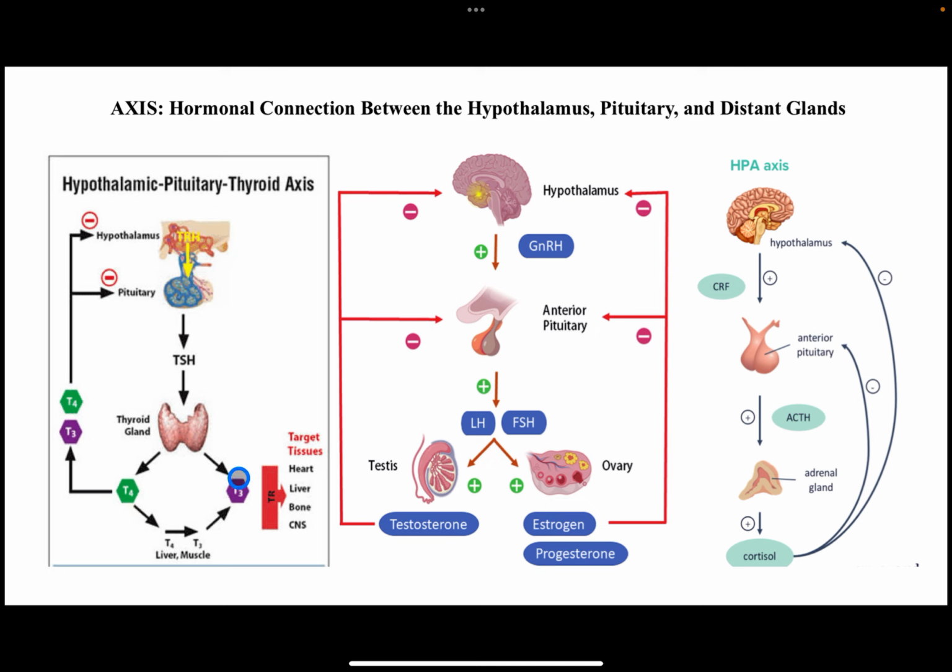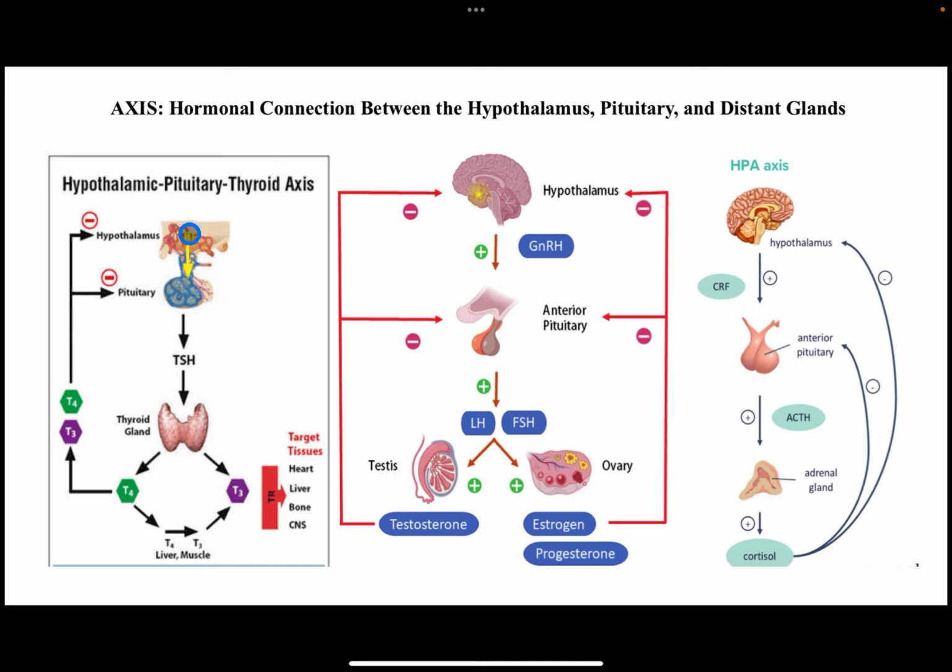If T3 and T4 become dominant, negative feedback will be sent to the hypothalamus. Then the hypothalamus will decrease its release, and the pituitary gland's activity too will be decreased. That's why we say it uses the negative feedback mechanism.